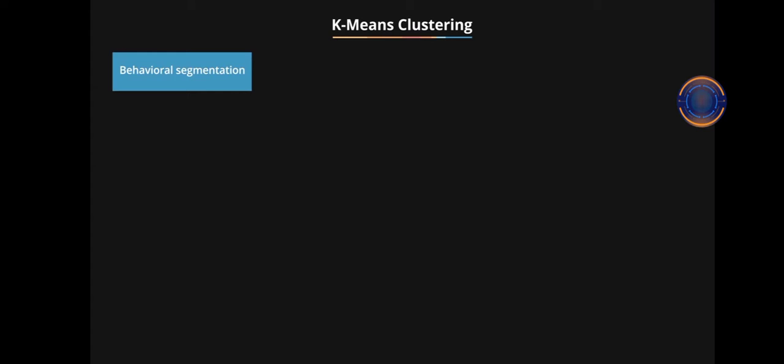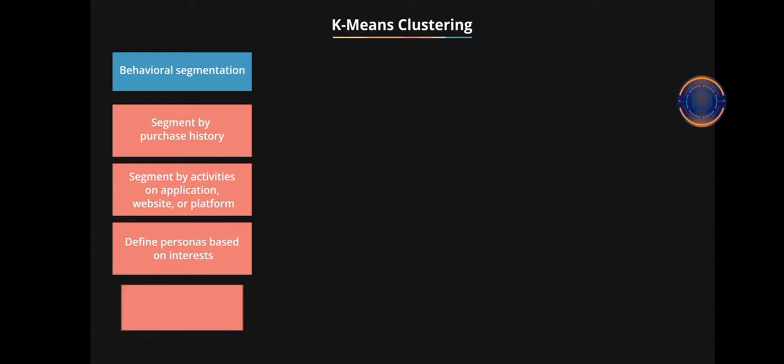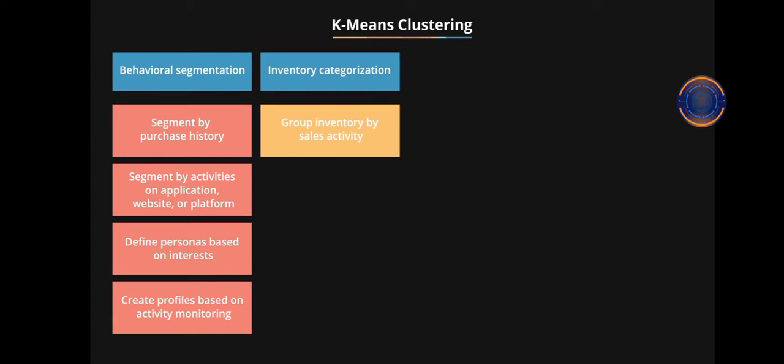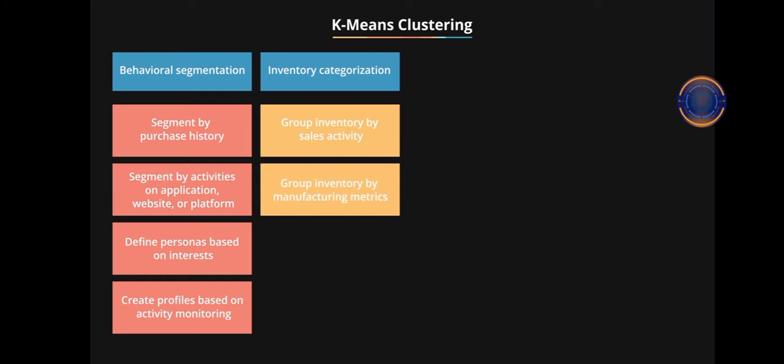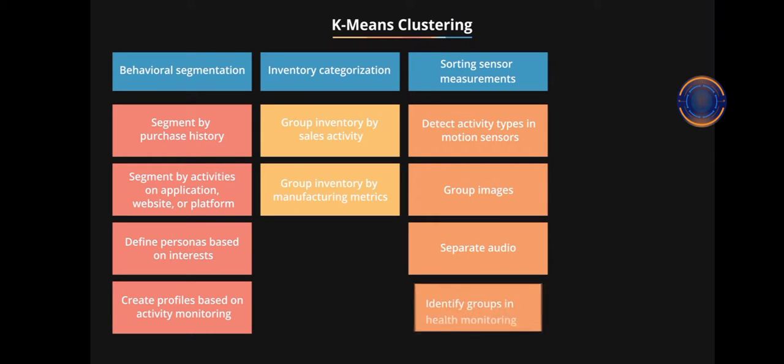In behavioral segmentation, you can segment by purchaser, segment by activities on an application, website, or platform, define personas based on interest, and create profiles based on activity monitoring. When we talk about inventory categorization, we can group inventory by sales activity and group inventory by manufacturing metrics. When we talk about sensor measurements, the different activities are detecting activity types in motion sensors, grouping images, separating audio, and identifying groups in health monitoring.